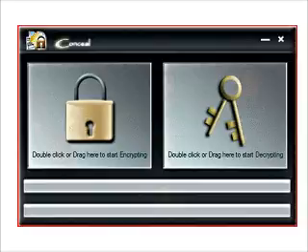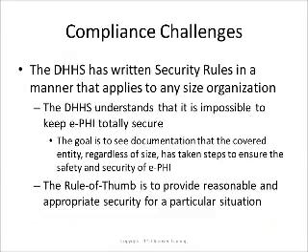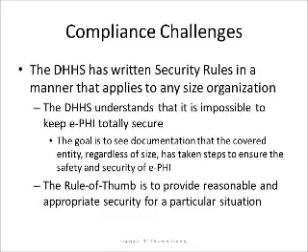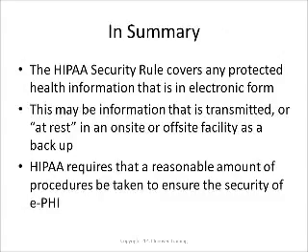Compliance challenges. The Department of Health and Human Services has written security rules in a manner to apply to any size organization. The Department of Health and Human Services understands that it is impossible to keep electronic protected health information totally secure. The goal is to see documentation that the covered entity, regardless of size, has taken steps to ensure security and the safety of electronic protected health information. A rule of thumb is to provide reasonable and appropriate security for a particular situation.